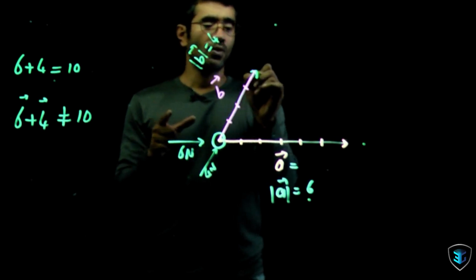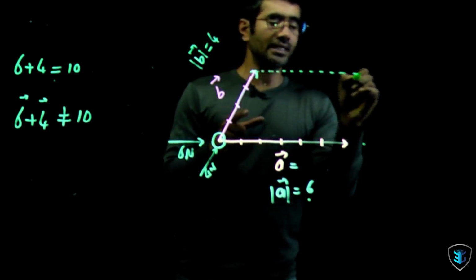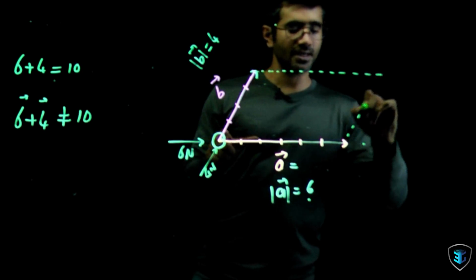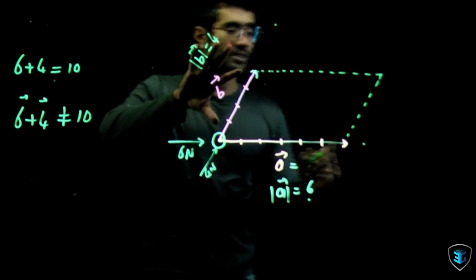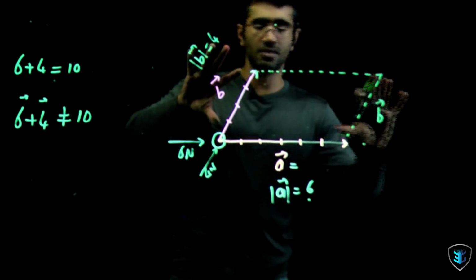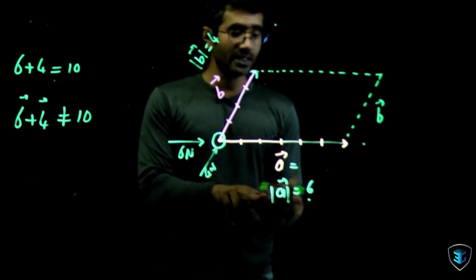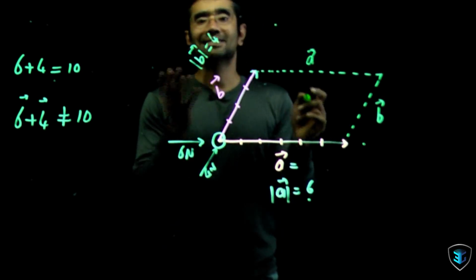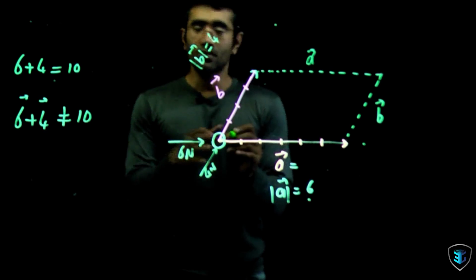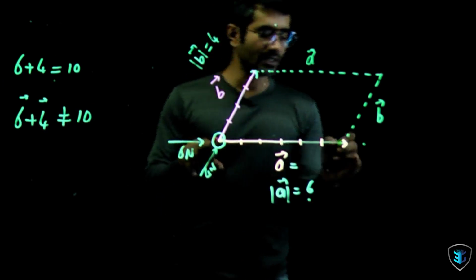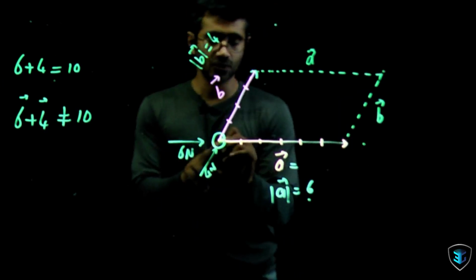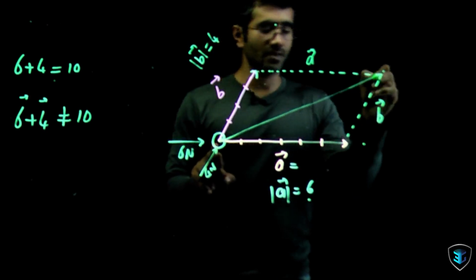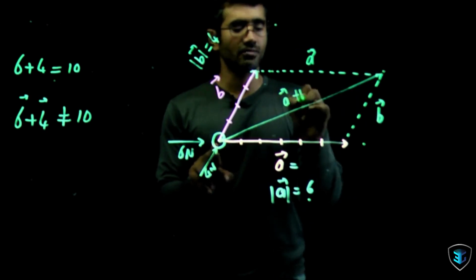How will I do that? What I do is just complete this parallelogram like that. And I know that if this is vector B, even this is vector B because it's got the same magnitude and direction. If this is vector A, this is also vector A, same magnitude and direction. So from the triangle law, if this is vector A and that's vector B, this would be the sum, vector A plus B.